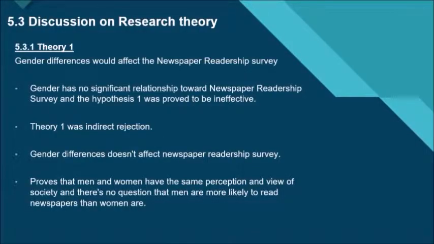3.5 Discussions of Research Theory. Theory 1, gender difference would affect the newspaper readership survey. So based on this result, we discovered that gender has no significant relationship towards newspaper readership survey, and hypothesis 1 was proven to be ineffective. Hence, it means Theory 1 was indirectly rejected. And we discovered that gender difference does not affect newspaper readership survey.